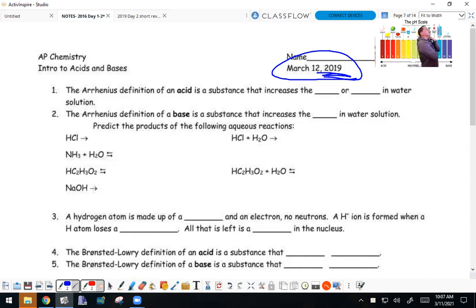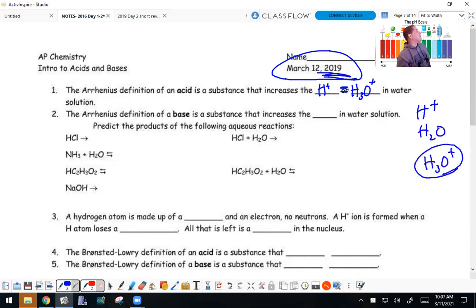All right, here are the answers. The Arrhenius definition of an acid is a substance that increases the H plus or the H3O plus. Remember, those two things mean the same thing. It's not two different things. It's just H2O plus H plus gets you H3O plus, called the hydronium ion. The Arrhenius definition of a base is something that increases the OH minus in a water solution. Notice they're both in water solutions. We're going to see that today.